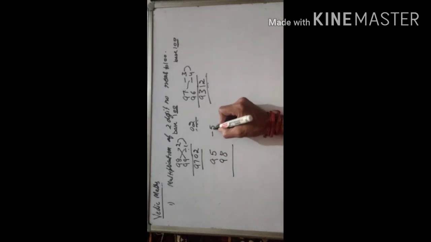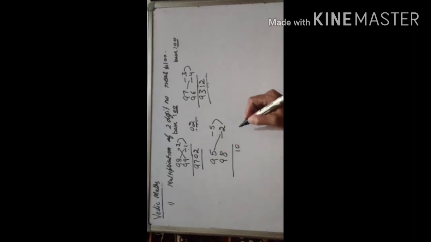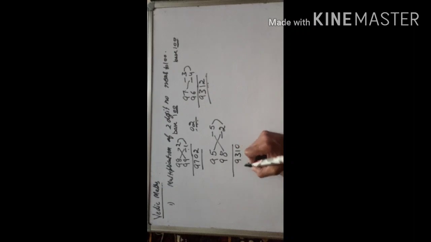Now suppose 95 into 98. This is minus 5. This is minus 2. 5 2s are 10. Put 10. 95 minus 2 is 93. 98 minus 5 is also 93. Put 93 in front.